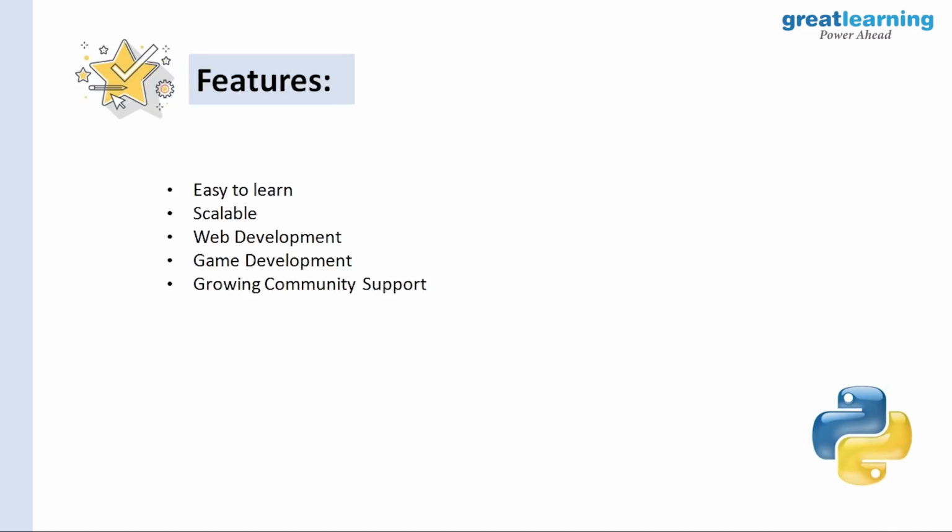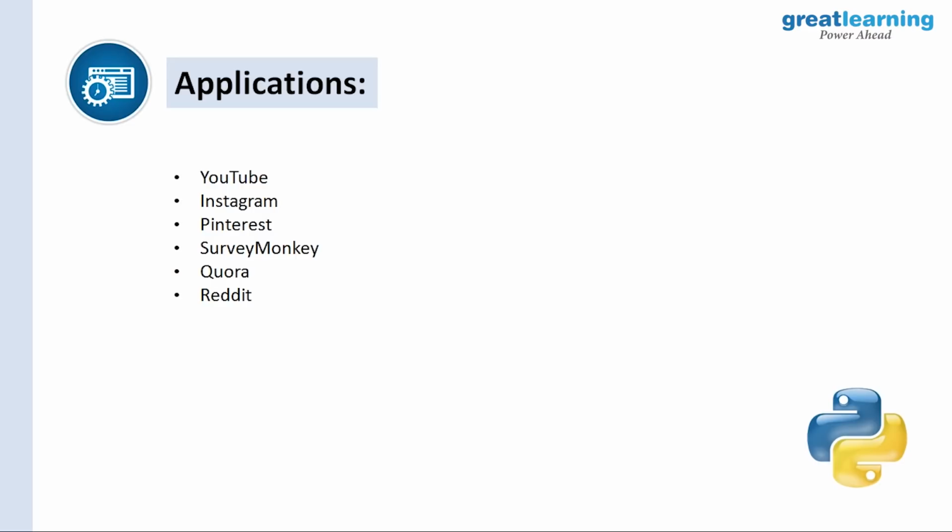If we talk about features of Python, it is very easy to learn. It is scalable. Web development can be done and game development can also be done. It has huge and growing community support. If we talk about applications, other than YouTube, Instagram, Pinterest, SurveyMonkey, Quora, and Reddit, we can also create frameworks such as Django and Pyramid, which are used so that we can easily write our code. Efficiency is there, security is there, and scalability is there. We can also create games such as Disney Toontown and Pygame. We can also create applications which are based on web scraping. We can also create micro frameworks such as Flask and Bottle.